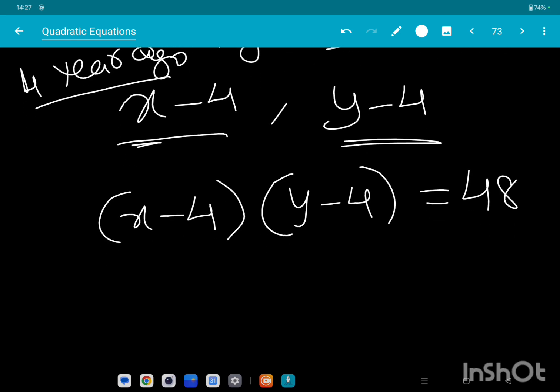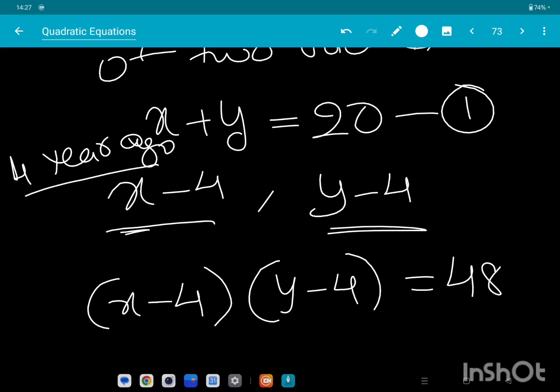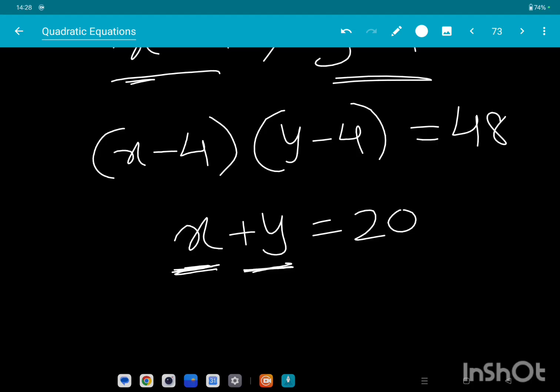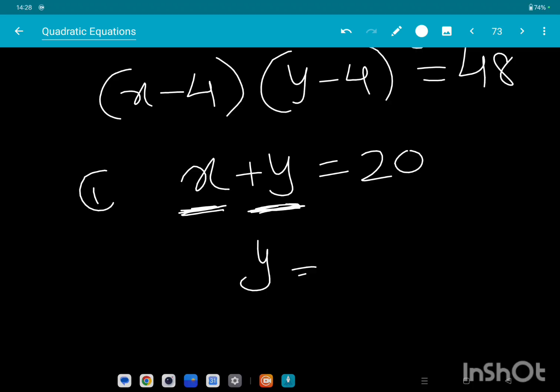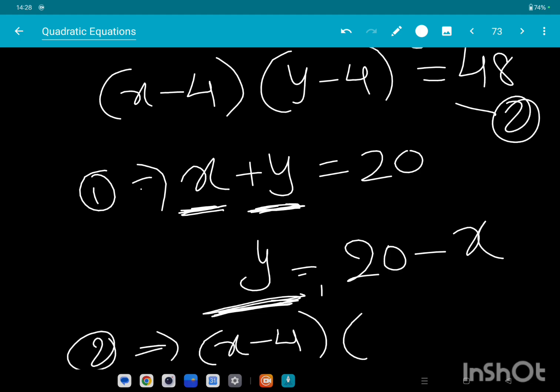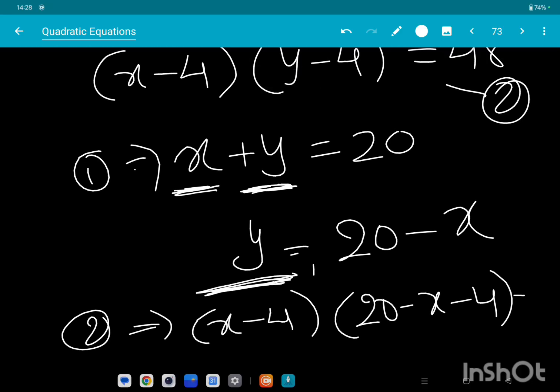So it was clear. Now I am going to solve this. Before going to solve this equation, I will solve equation 1. Here it was given that x plus y is equal to 20. I will find the y value and substitute this y value in this equation. Now what is the y value here from equation 1? The y value will be 20 minus x. Substitute this y value in equation 2. What is equation 2 here? x minus 4 into y, meaning 20 minus x minus 4, is equal to 48.